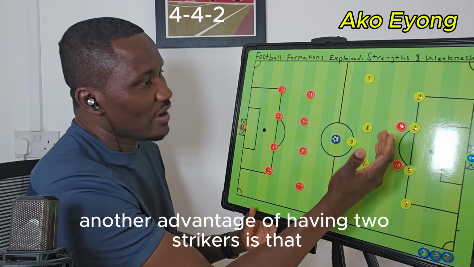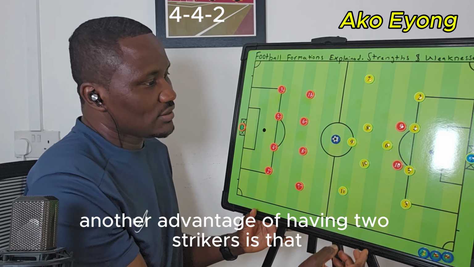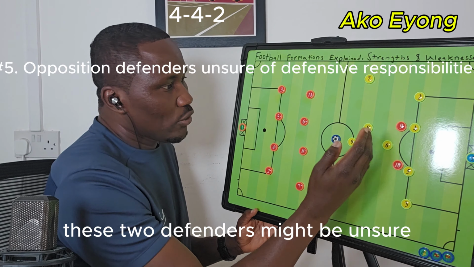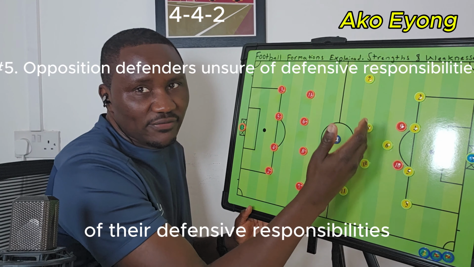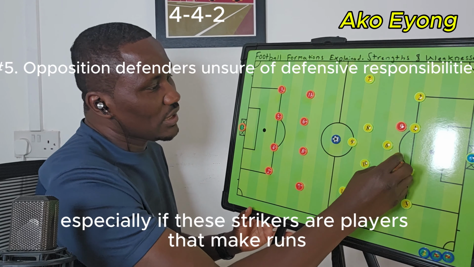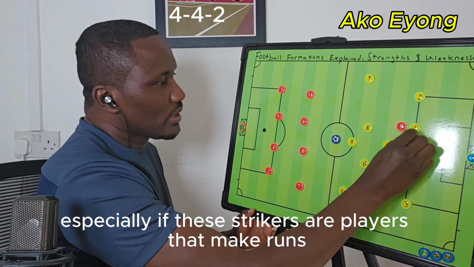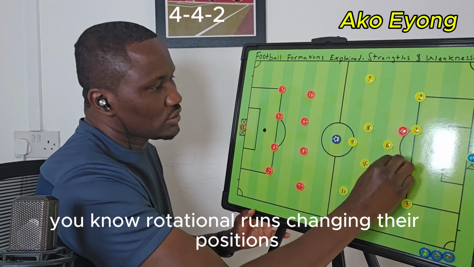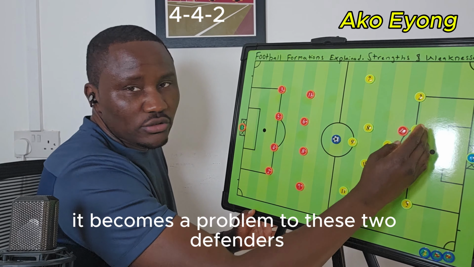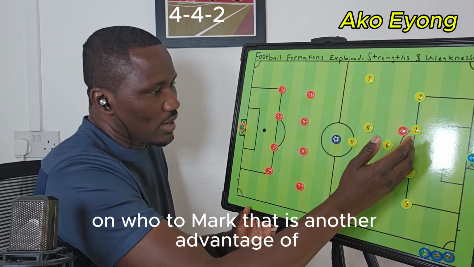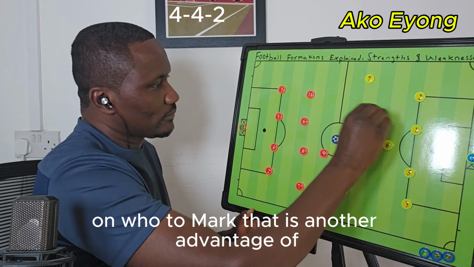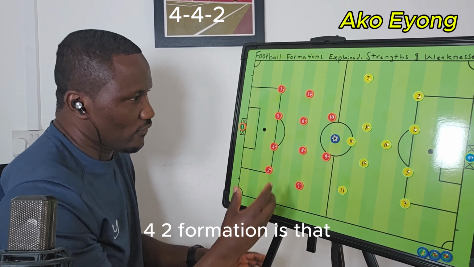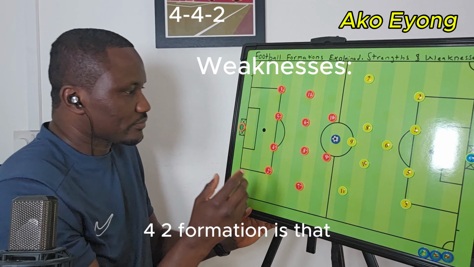And again, another advantage of having two strikers is that these two defenders might be unsure of their defensive responsibilities, who is marking who, especially if these strikers make rotational runs, changing their positions. It becomes a problem for these two defenders on who to mark. That is another advantage of the 4-4-2 formation.